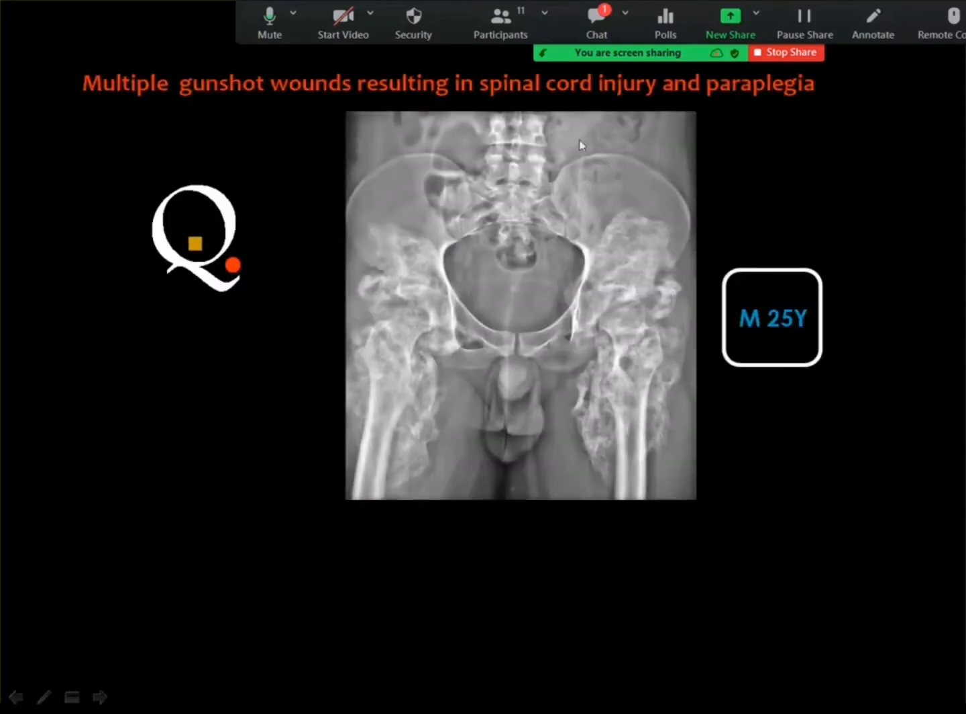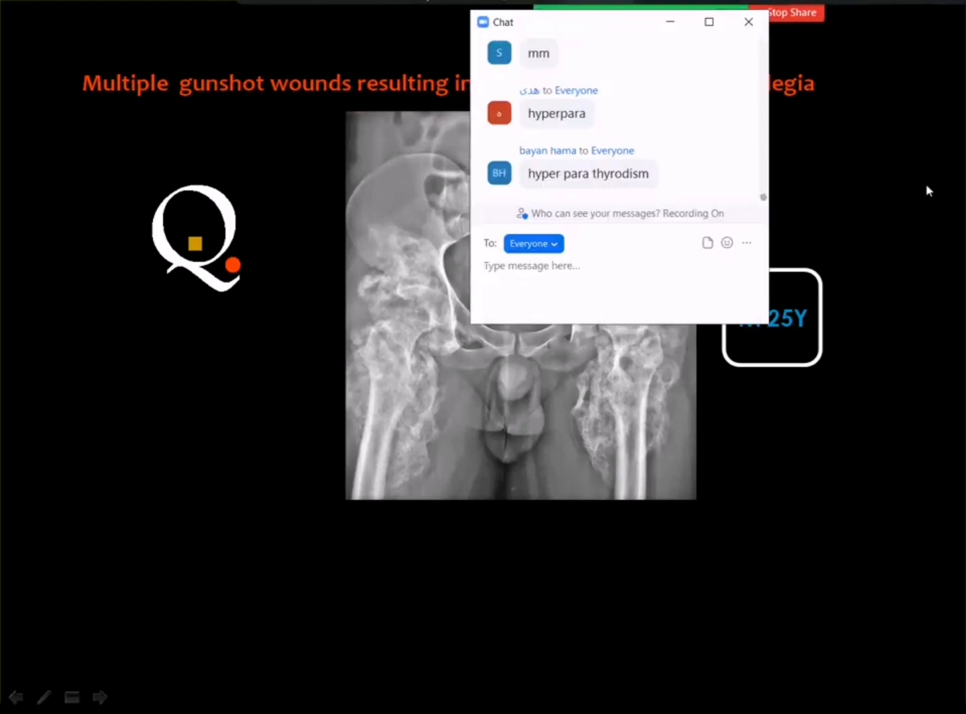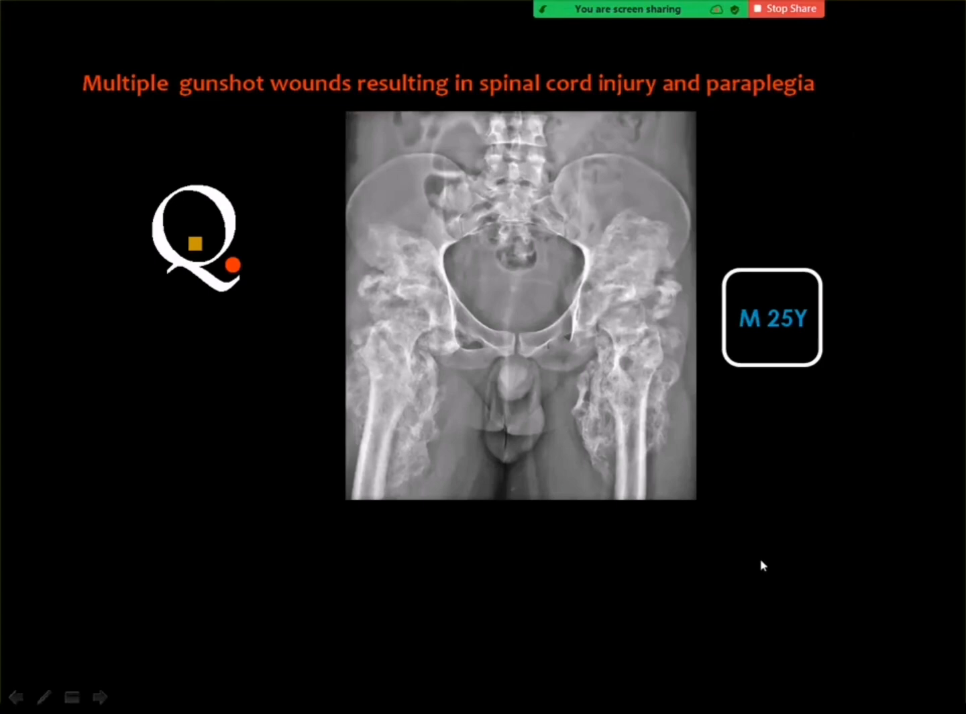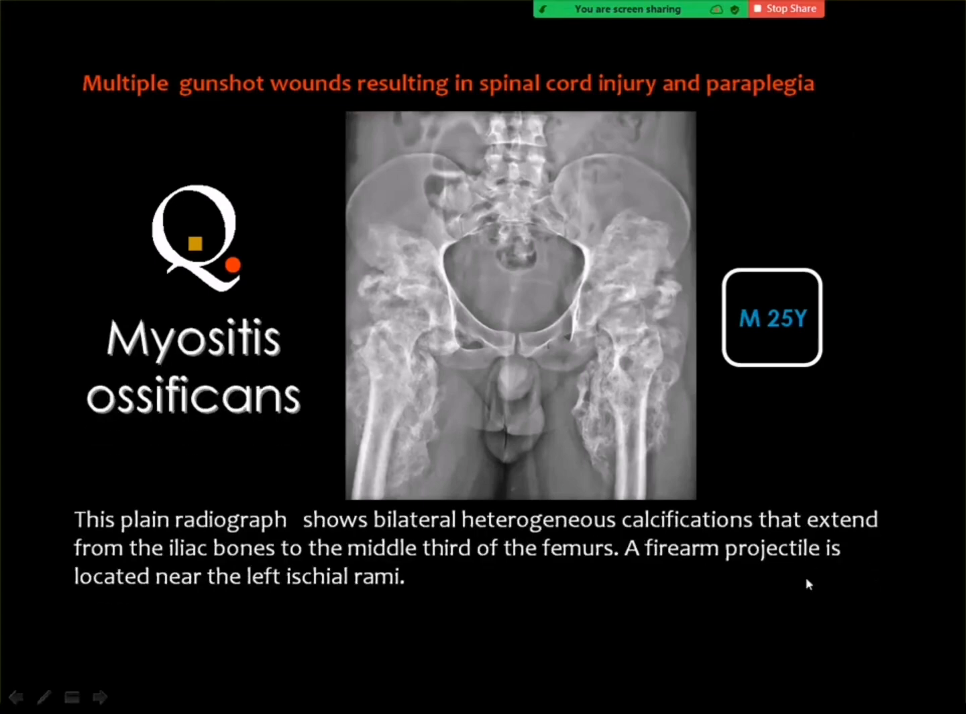Okay, this patient had a history of multiple gunshot wounds resulting in spinal cord injury and paraplegia. He is 25 years old. Yes, myositis ossificans is a right answer. This is an extensive bilateral myositis ossificans around the hip joints.